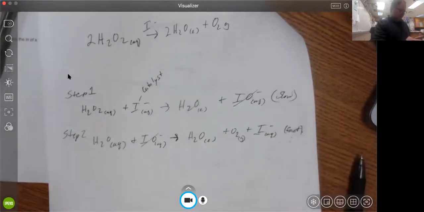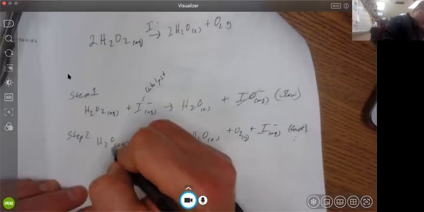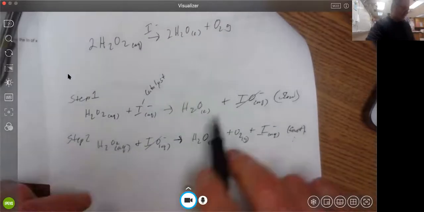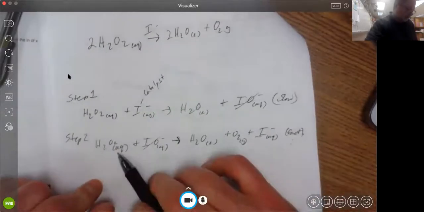Give me 1 second, make sure again. Okay, yep, here we go. There we go. Sorry about that. That's what I was missing. I was sitting here looking at this like there's something wrong. Is it because this is aqueous?